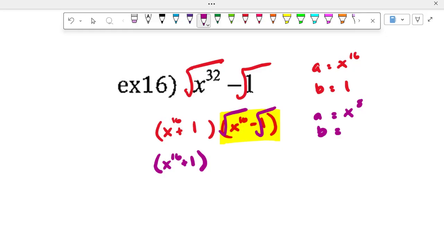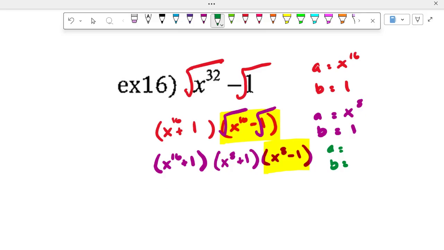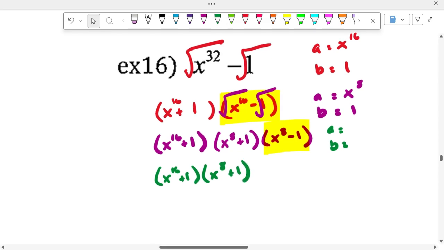What's the square root of 1? 1. So this is x to the 8th plus 1, x to the 8th minus 1. Am I done factoring? Nope. Why? Still got another difference of squares. Oh yeah, we're going to do this for a minute. So I bring down the 2 factors that I already have. So I don't forget to bring them down at the end. And then I do another difference of squares factoring.